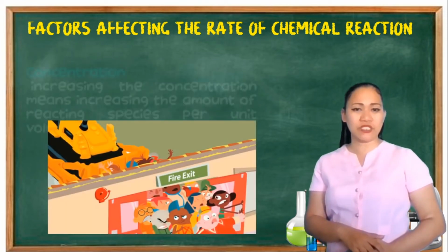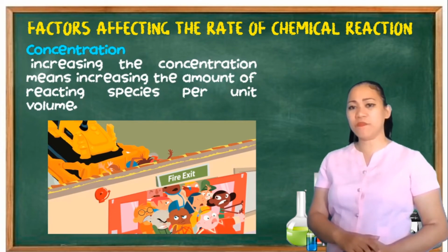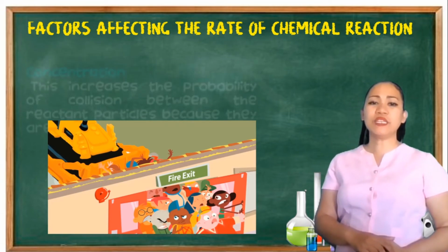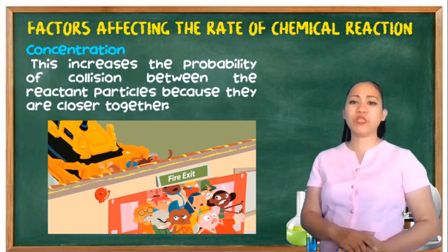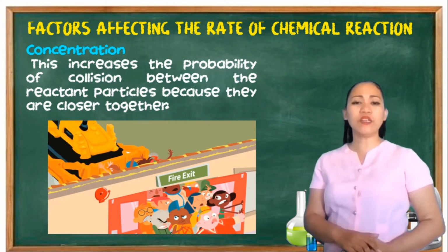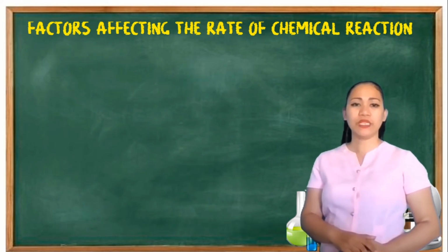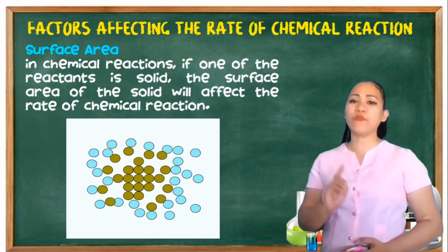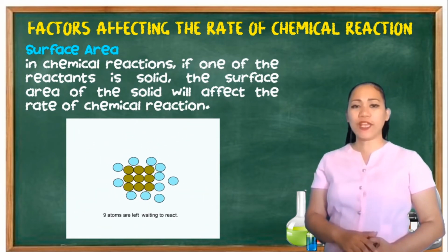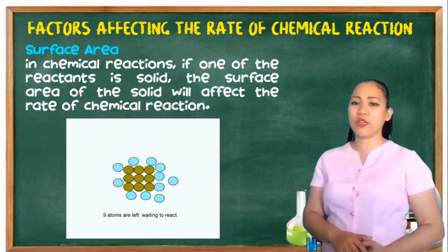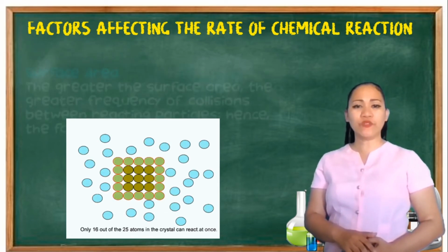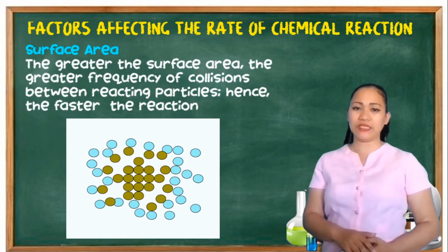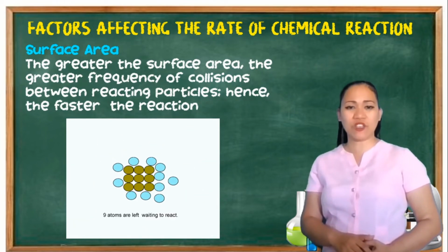Next, concentration. Increasing the concentration means increasing the amount of reacting species per volume. This increases the probability of collision between the reactant particles because they are closer together. Third, surface area. In a chemical reaction, if one of the reactants is solid, the surface area of the solid will affect the rate of chemical reaction. The greater the surface area, the greater the frequency of collisions between reacting particles. Hence, the faster the reaction.